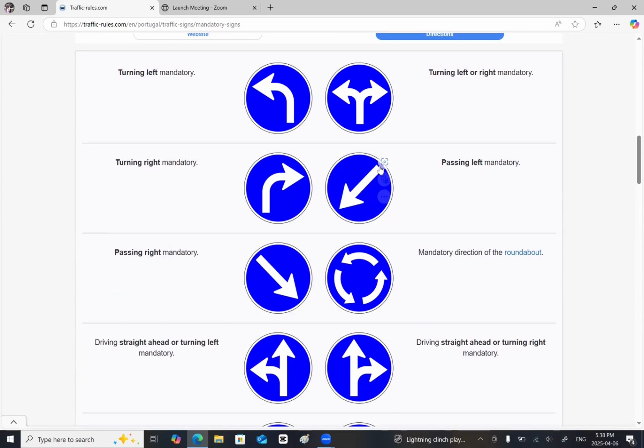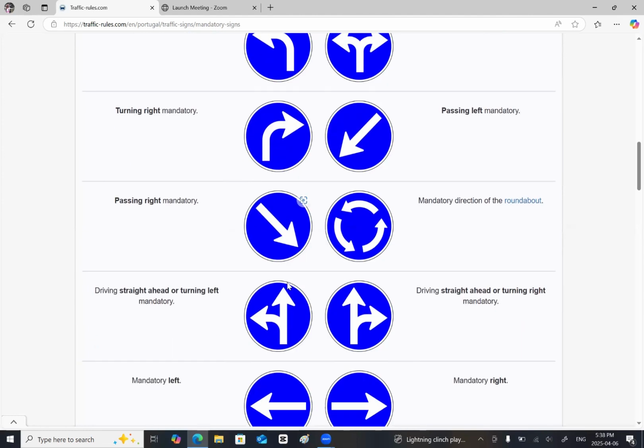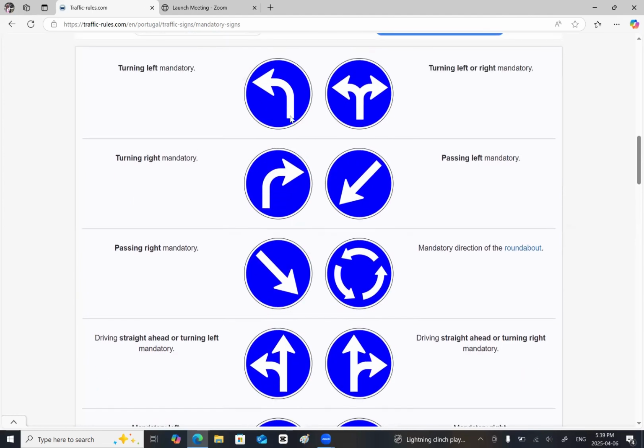The arrow is showing to the left, right? Passing left mandatory. You see, these are different types of arrow. So this is the passing, okay, not turning. Another one is showing to the right: passing right mandatory. Always remember those arrows, okay? If the arrow is turning, it is a turning sign, and if it is passing, it is a passing sign. Showing to the left, passing left mandatory. Showing to the right, passing right mandatory.